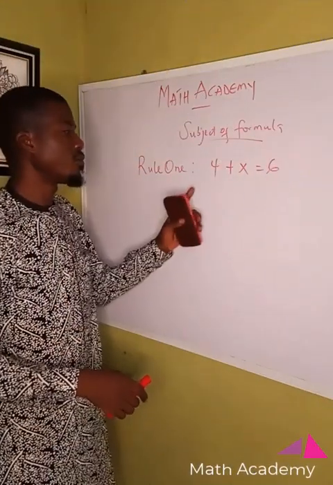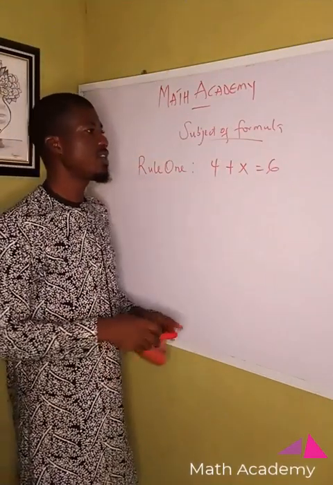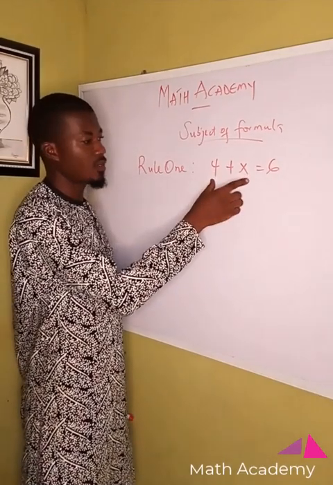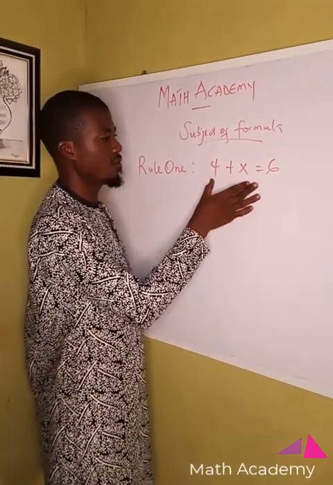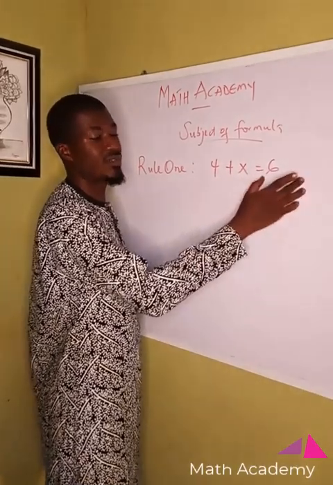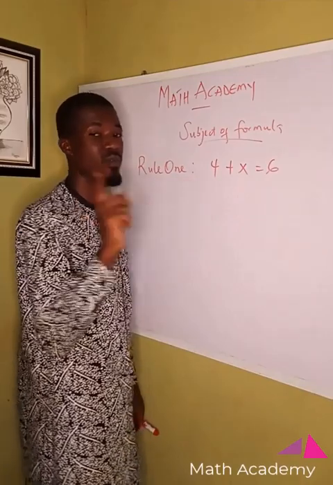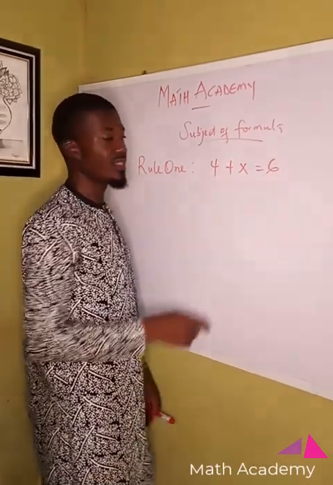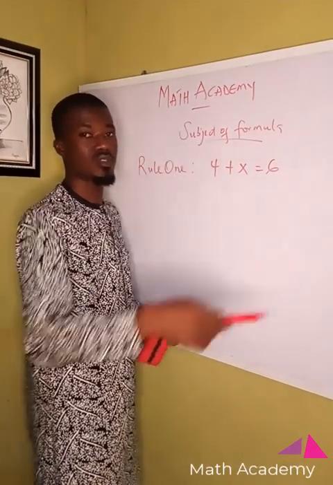Now, in subject of formula, the first rule says, normally in an equation you have a left-hand side and a right-hand side. So at the left-hand side or the right-hand side, if the relationship between the variable you're looking for and the other value is plus, then it turns to minus when you move it over to the equal sign.